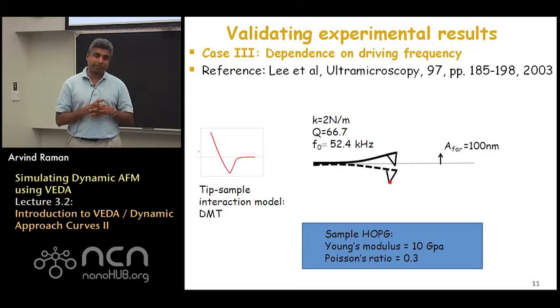Again, all the interaction parameters and operating conditions for the simulation are listed in detail in the appendix. But the key thing I want to bring to your attention is that the natural frequency is 52.4 kilohertz. The question we're going to ask is what happens to this transition between attractive and repulsive regimes when the drive frequency is exactly at the natural frequency, and then when it's just a little below it, and when it's just a little above it.